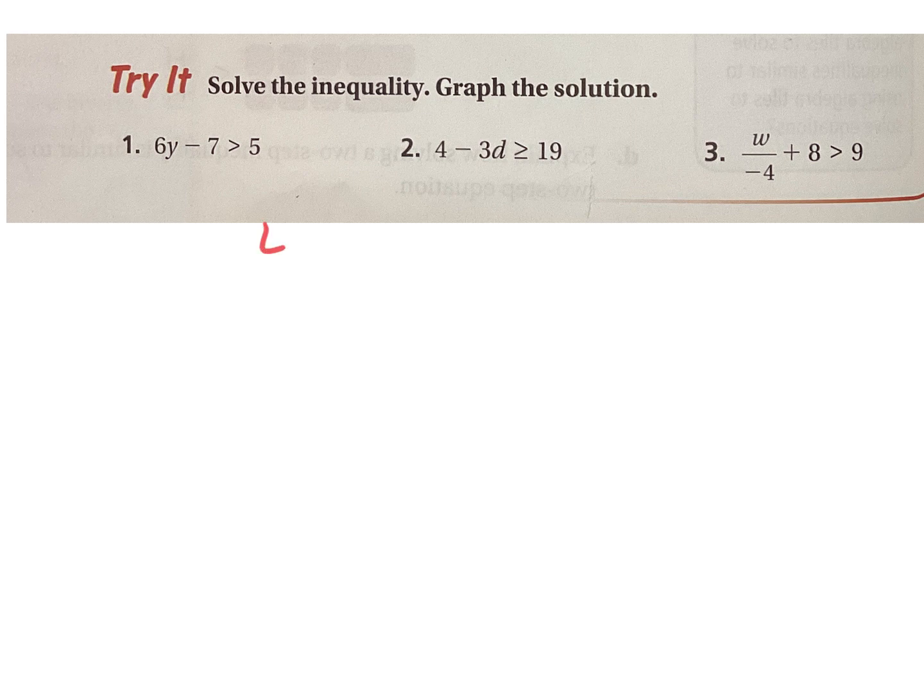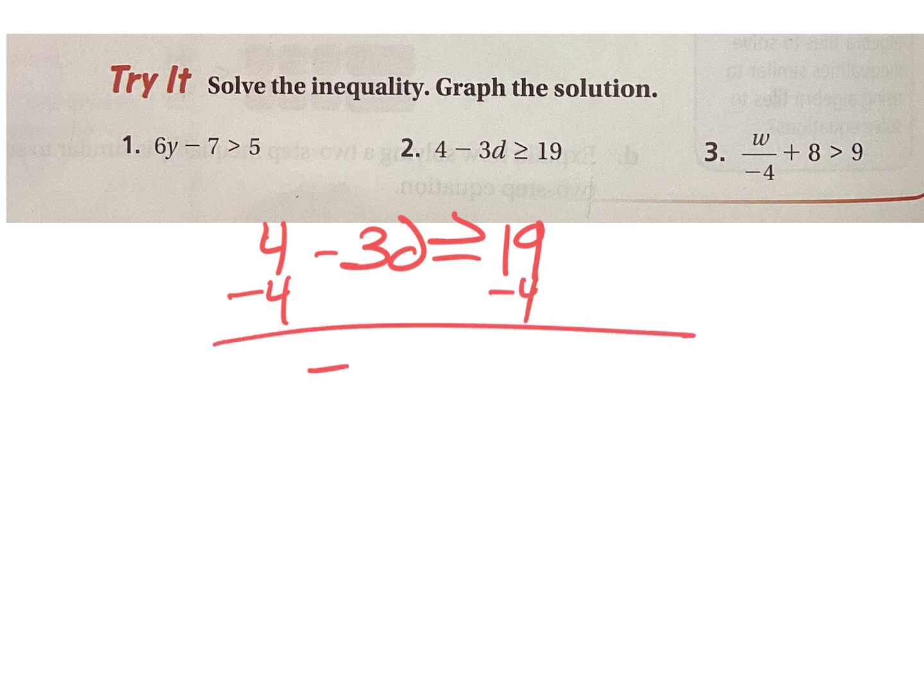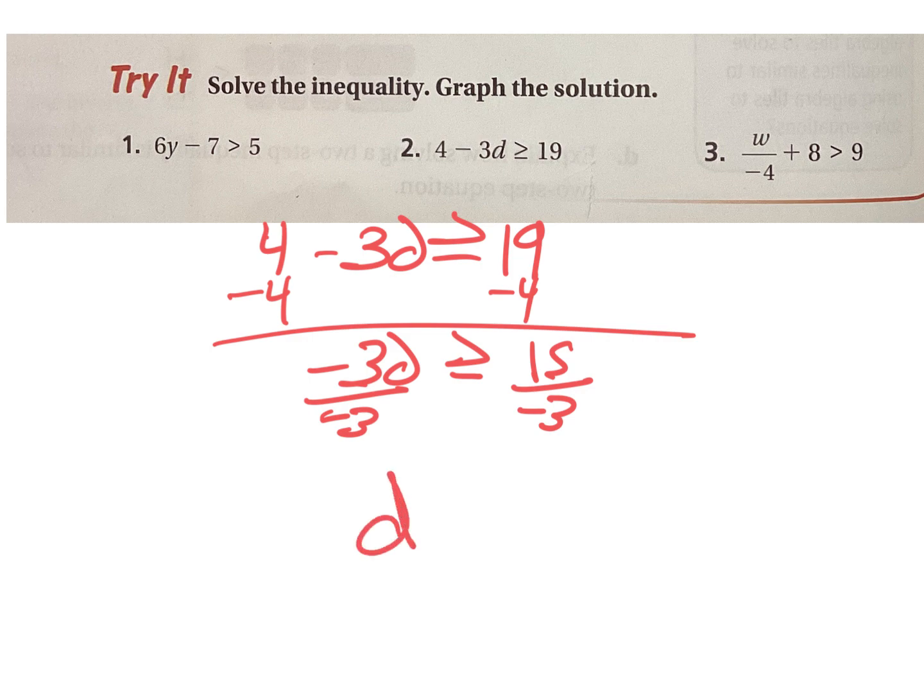All right, next one is 4 minus 3d greater than or equal to 19. Let's get rid of this positive 4 here. So we'll take 4 away from each side. When we do that, we get negative 3d greater than or equal to 15. Now I want to get rid of this negative 3, so I'm going to divide each side by negative 3. That gets me d. I'm dividing by a negative, so I have to flip that around. And 15 divided by negative 3 is negative 5.